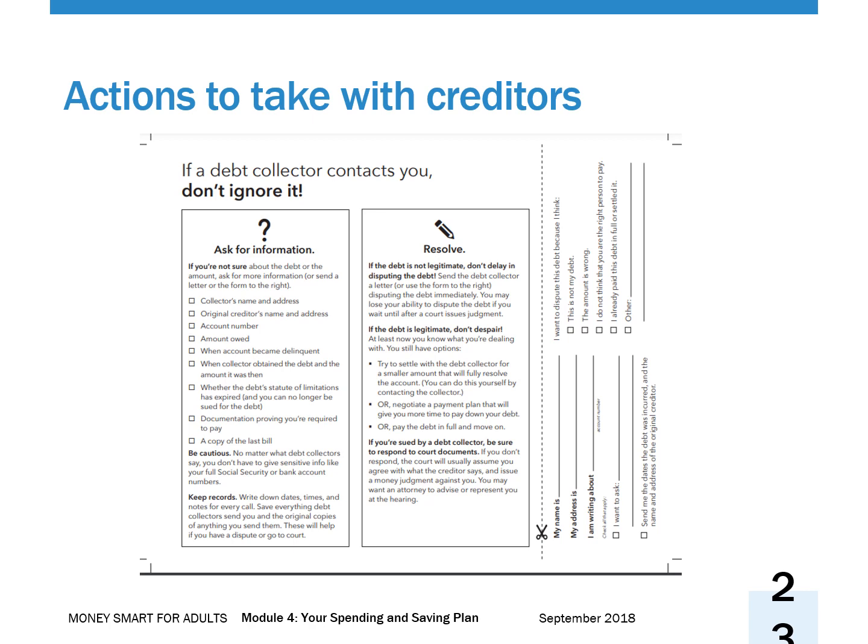And then as far as resolution, if the debt is not legitimate, don't delay in disputing the debt, go right to that. If the debt's legitimate, don't despair. At least you know what you're dealing with and you still have options. You can try to settle the debt with a collector for a smaller amount to fully resolve the account. You can do this by yourself, or you can use a third party to assist you. You can negotiate a payment plan, give you time to pay down the debt, or you can pay the debt in full and move on.